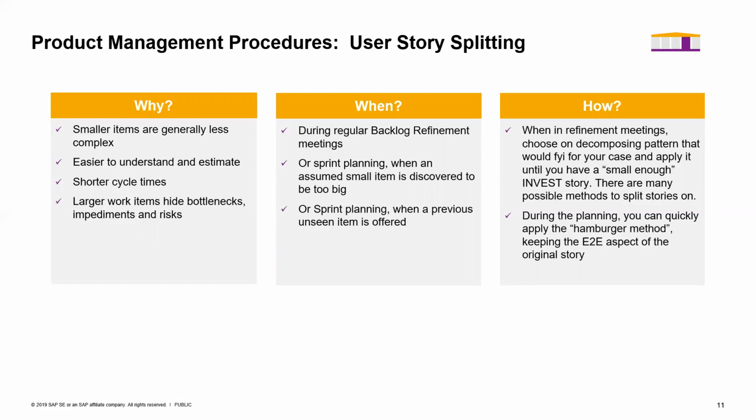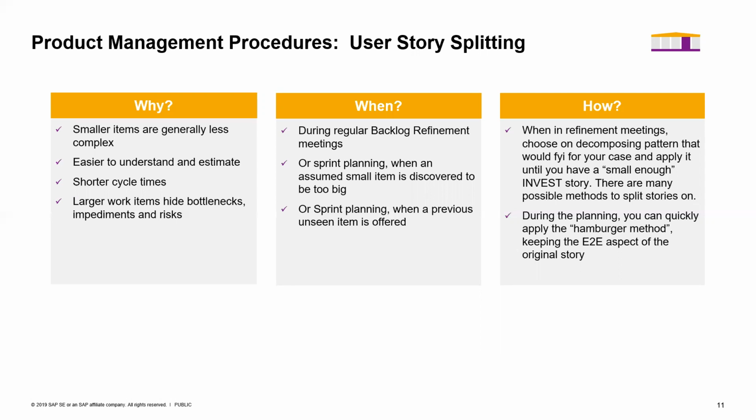Smaller items are generally less complex, and there's less variability between small items. They are easy to understand and estimate. This is very important for consistent, predictable delivery for agile teams with short cycles. Large work items hide bottlenecks and dependency risk.